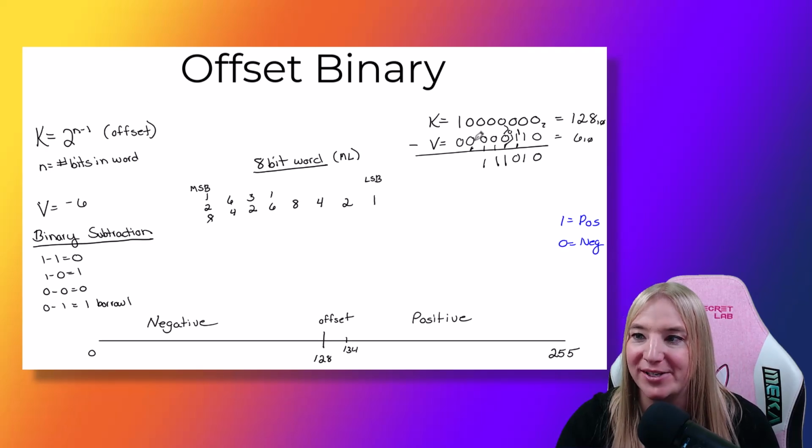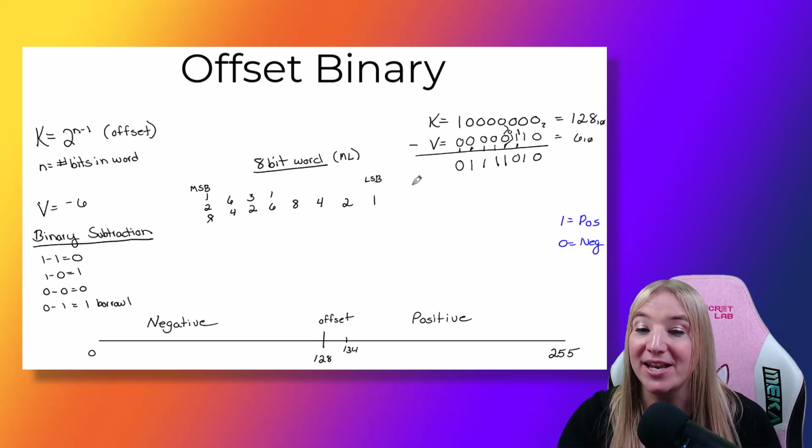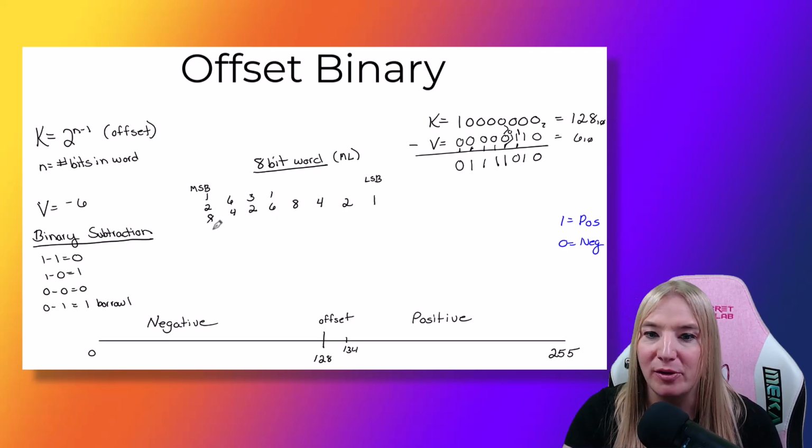So 0 minus 0 is 0. 0 minus 1 is 1, and we borrow 1 at the bottom. That's why I gave myself some room. 1 minus 0 is 1. 1 minus 1 is 0. Now again, that's our sign bit. Notice that for this negative number, the sign bit has turned to a 0. And just like we did before, let's convert this.